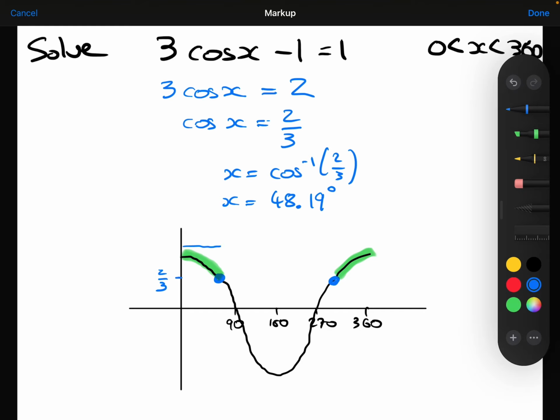So if this is 48.19, this is going to be 48.19. And so my two answers are 48.19 and 360 minus 48.19, which is going to be 311.81.